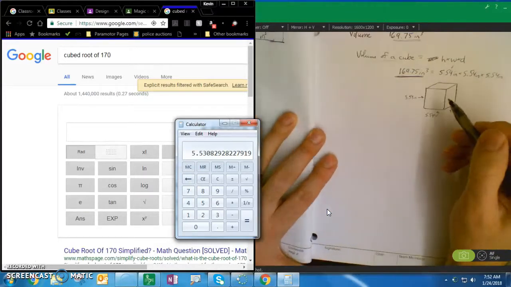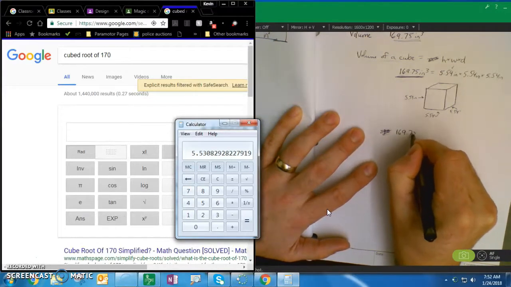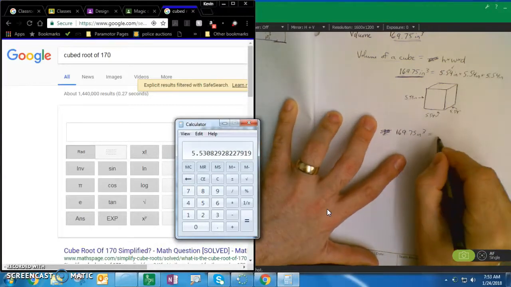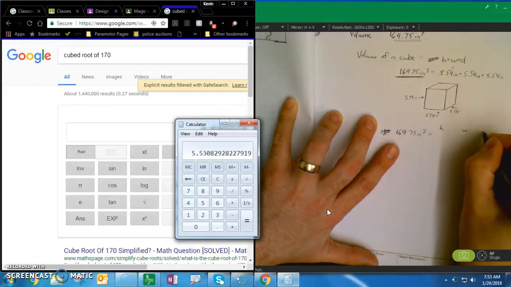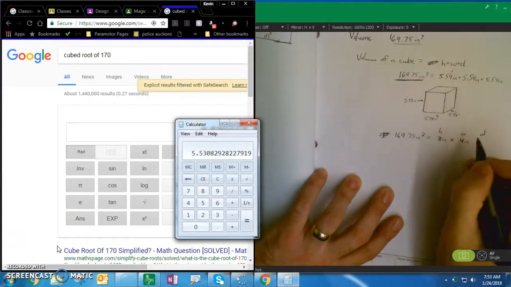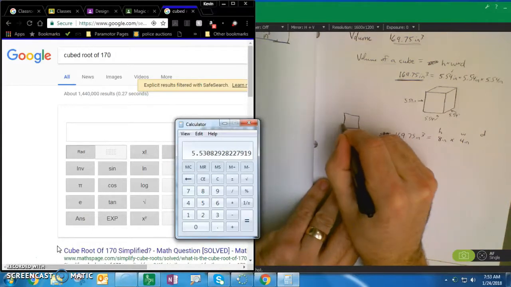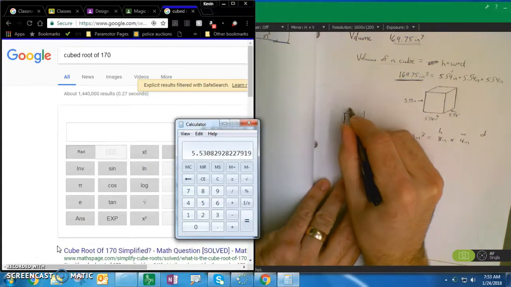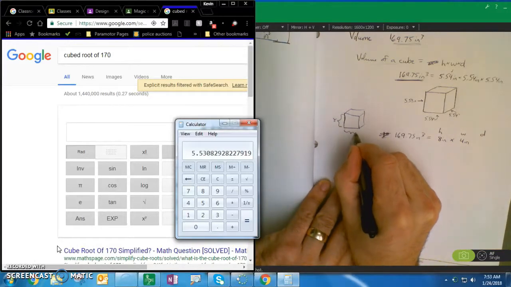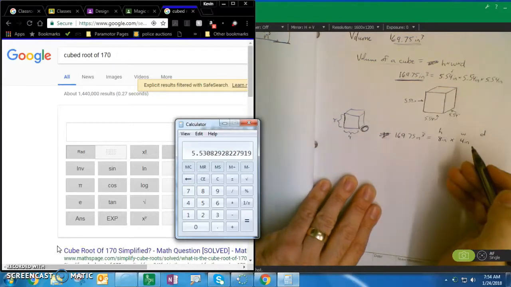Let's try this a different way. 169.75 inches cubed equals. At this point, what I'm going to do is invent some numbers for my height, my width, and my depth, and I'm going to see what comes up. I'm going to do that now. So I decided to make my object 8 inches tall, 4 inches wide, and now we need to determine the depth. So how do we do it?